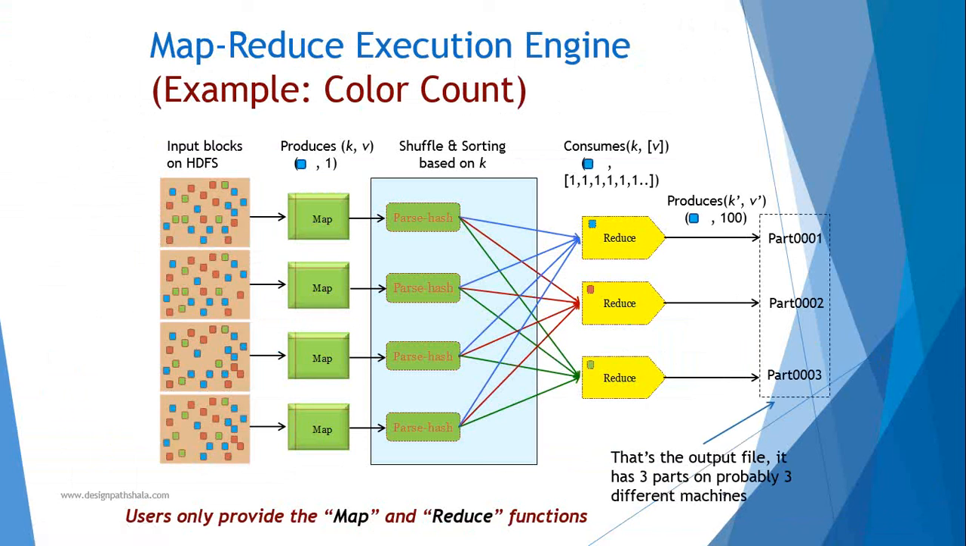So the number of files which will be created as an output in HDFS is always equivalent to the number of reducers triggered in your program. In this example, on this PPT, there are three reducers. So there are three files.